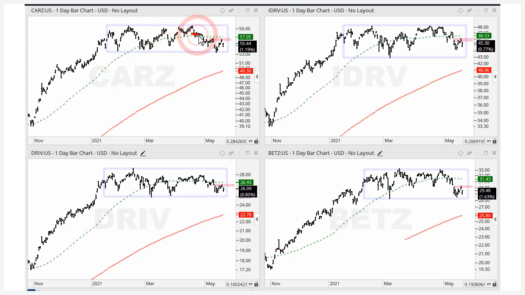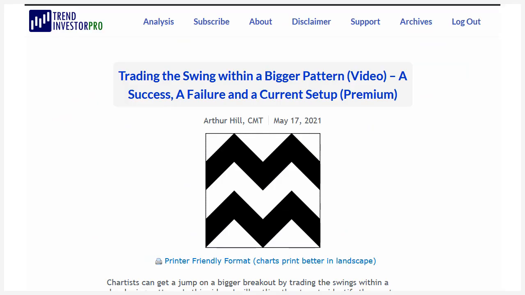And so what I identified here is that downswing within the pattern. We're coming to a support zone, and I identified this little resistance level, and we broke out, and now we're breaking out to new highs. And that's an example of how to get a jump on a bigger pattern. And all 4 of these reversed their downswings within their patterns, but CARZ is leading because it has a new 52-week high. And also for subscribers, I did put out a video on trading the swing within the pattern that details how I like to do this. And I also use the cybersecurity ETF in the example.